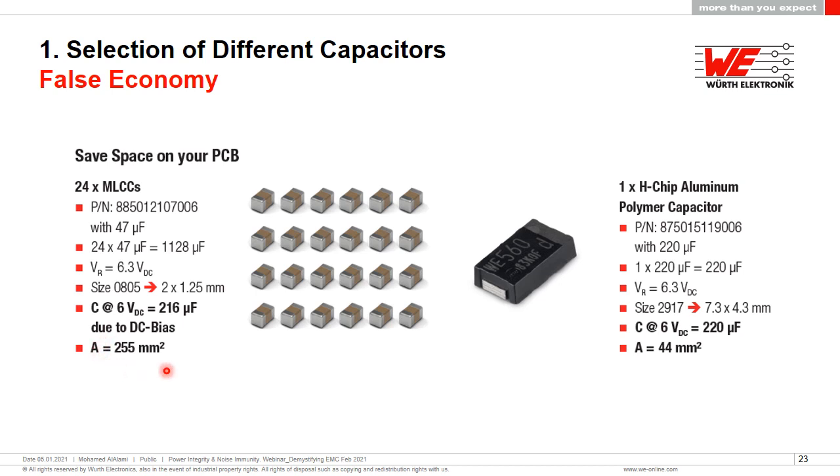And you're taking up quite a substantial area still with that. While if you use a horizontal chip, and this is a really nice new technology that we have recently introduced. When I say recently, it's more than a couple of years now. And the horizontal chip polymers, they have no DC bias effect. So it's a 6.3. You can put 6 volts across it and still get 220 microfarads. And the footprint is 44 millimeters squared from an area point of view, so considerably smaller.